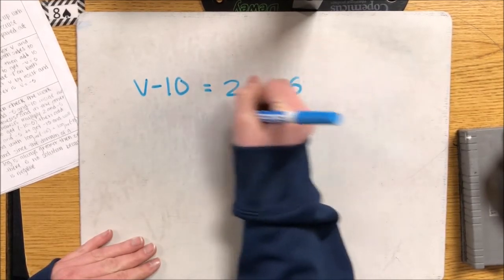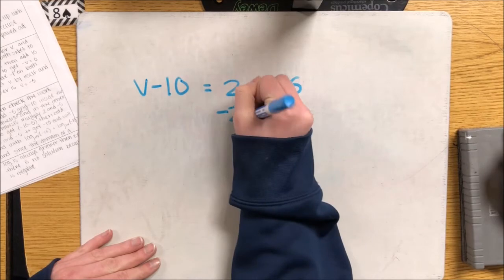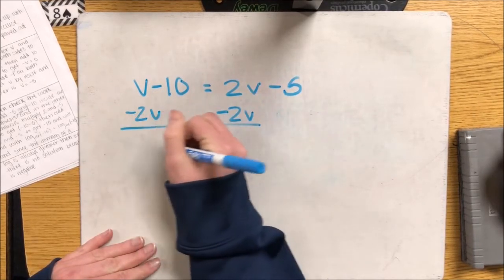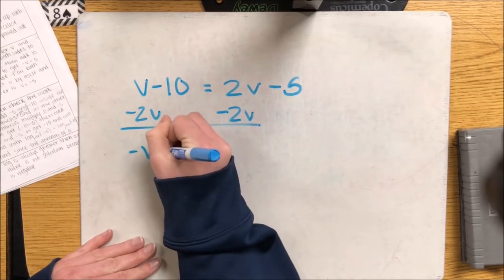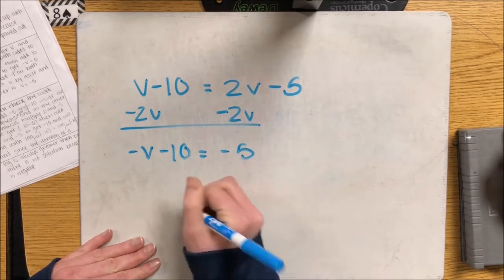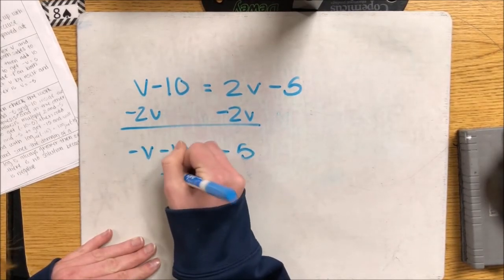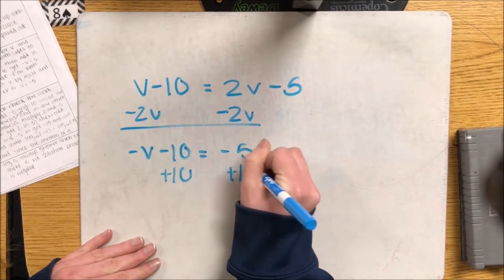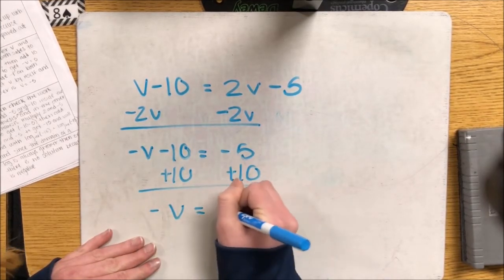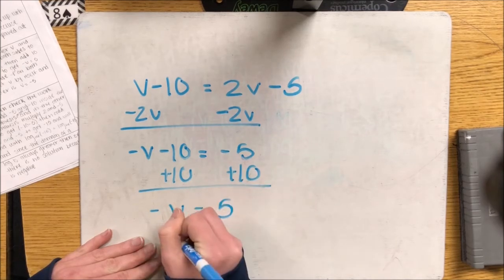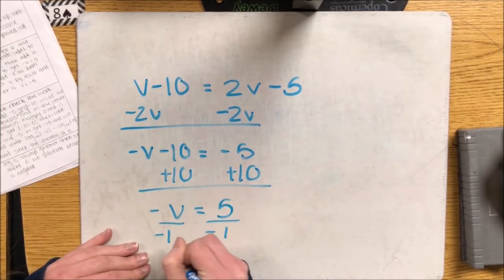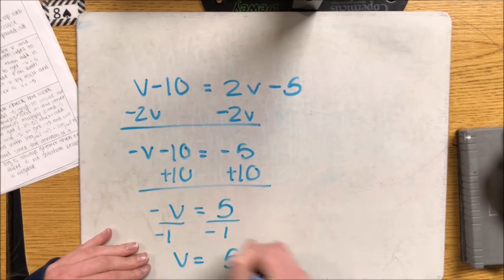Then solve for b and subtract 2b from both sides to get negative b minus 10 equals negative 5. Then add 10 to both sides to get negative b equals 5. Then divide by negative 1 on both sides to get b by itself, and the answer is b equals negative 5.